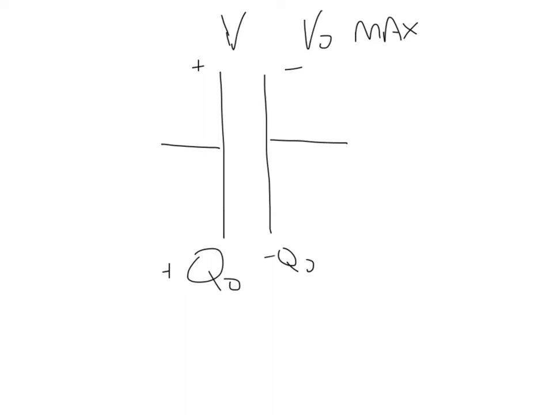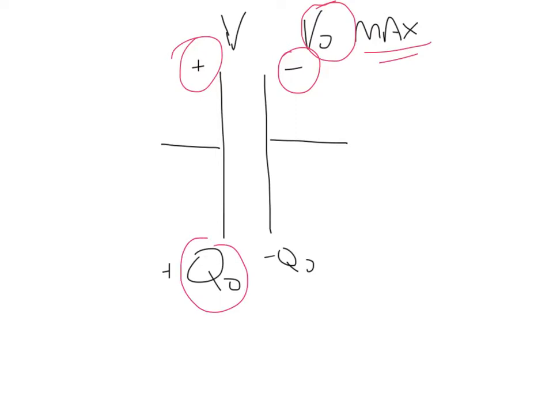Right, let's recap. When you have a capacitor, the capacitor charges up. As it charges up, you get a positive charge on one plate and a negative charge on the other plate. At V0, it becomes a maximum value of the potential across the plates. Plus Q across the positive plate and minus Q on the negative plate as you charge up the capacitor.